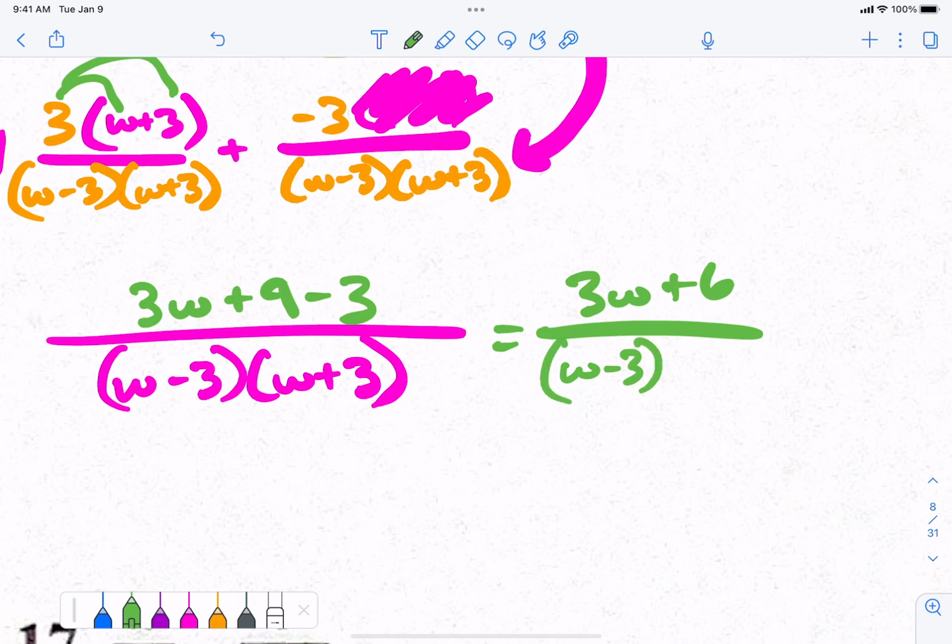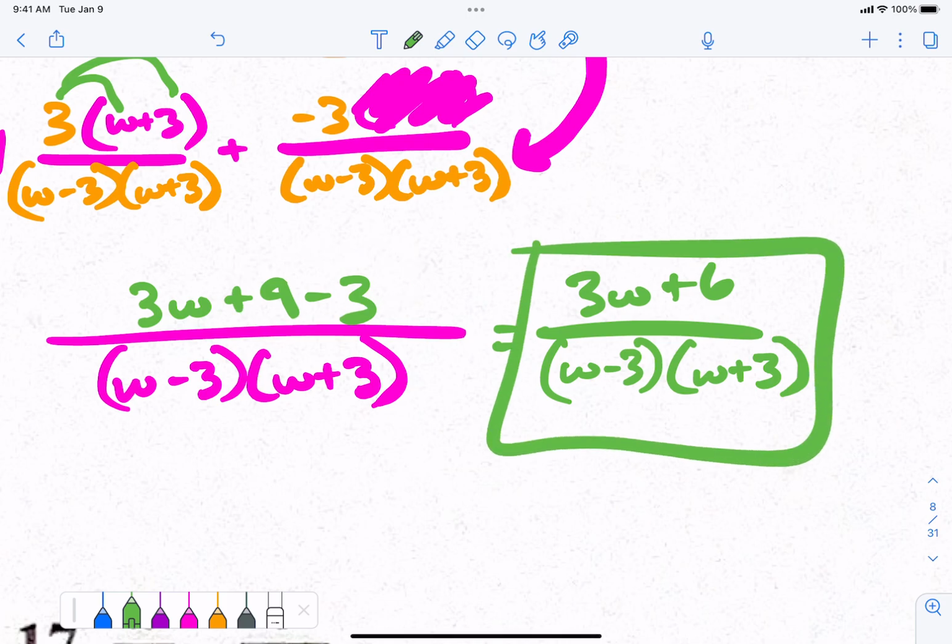Okay? Now, if you guys can do that in less steps or whatever, like if you just want to erase this and not have to rewrite it, I don't care. That's fine. Okay?